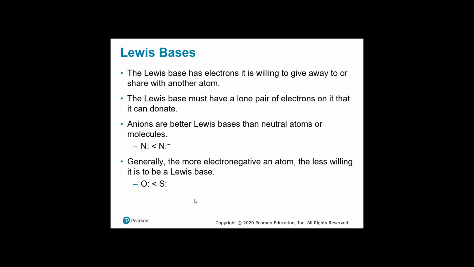Lewis bases have electrons that are willing to give away or share with another atom. The Lewis base must have a lone pair in order to donate. Anions are better Lewis bases than neutral atoms or molecules. So in this case, an anion is a better base than a neutral molecule, is what it's showing. And generally, the more electronegative an atom, the less willing it is to be a Lewis base. So this is more electronegative, so it doesn't want to be a Lewis base.